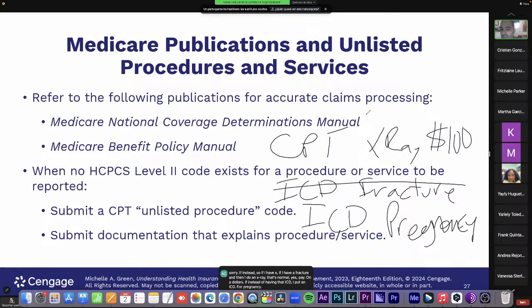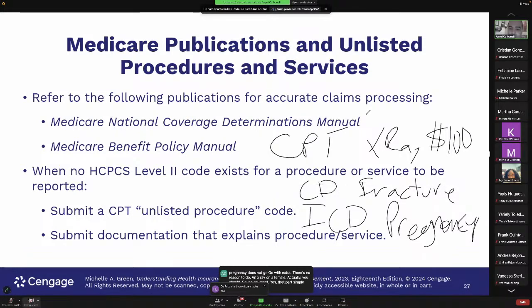The CPT is still X-ray. The amount is still $100, but pregnancy does not go with X-ray. There's no reason to do an X-ray on a pregnant female. Actually, you shouldn't. So, no payment. Is that part simple? Understood? Okay, I got a few yeses. Now, let me erase all of this.